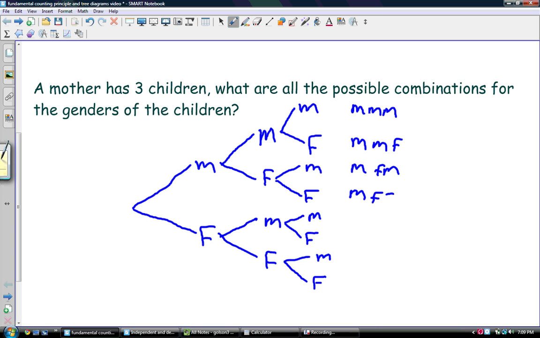And I can fill out the rest of this chart doing the same thing. Female, male, male. Female, male, female. Female, female, male. And all 3 females.